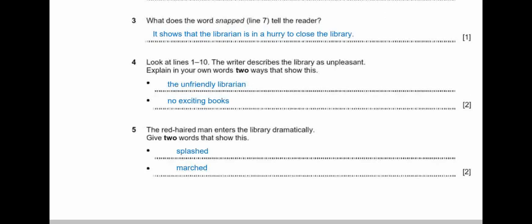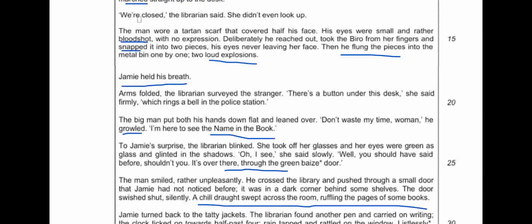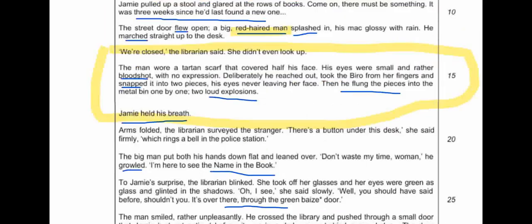Let's move to question 6. Question 6, look at lines 13 till 17. Explain with your own words how the writer contrasts the action of the librarian with those of the red-haired man. Give two quotations from the text to support your answer, for the librarian and the red-haired man. So let's check lines 13 till 17. So this is line 13 and up to 17. This is 17. We're going to find the contrast between the action of the librarian and the red-haired man.